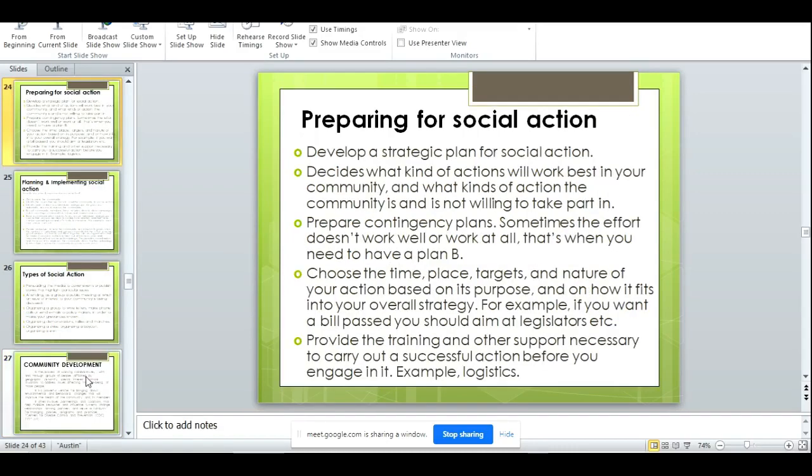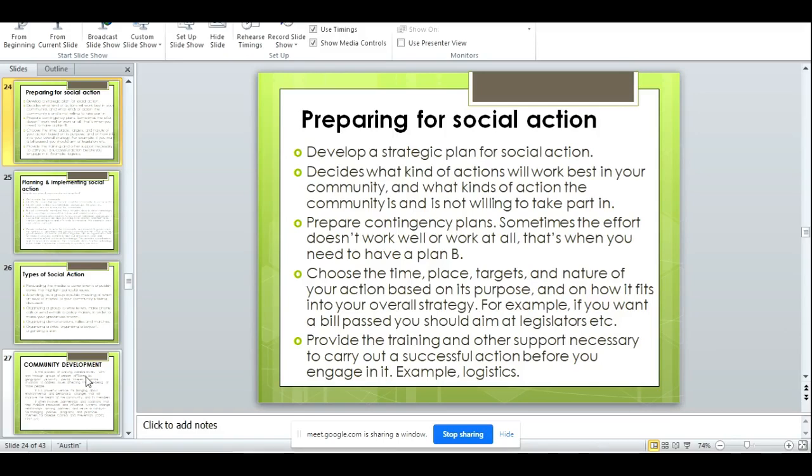So when preparing for social action, what do you need to do? First of all, you need to develop a strategic plan for your social action. You need to decide what kind of action will work best in your community, because you need different strategies for different communities, and what kind of action the community is and is not willing to take part in. So when you mobilize the people, are they willing to take this social action with you, or are they scared? You have to take that into consideration.